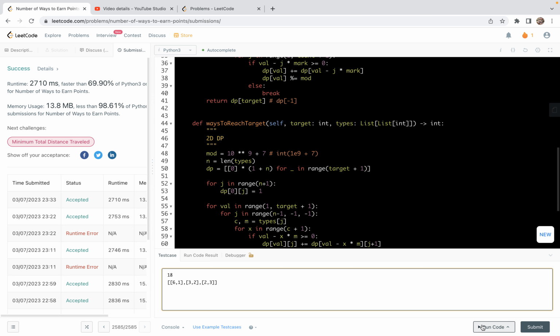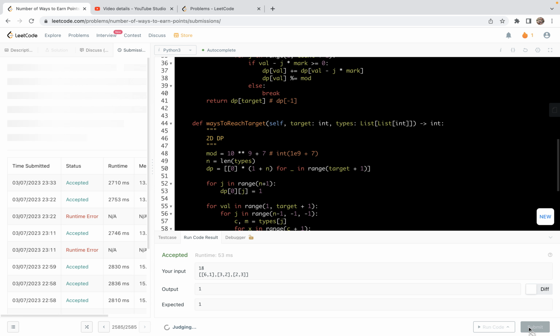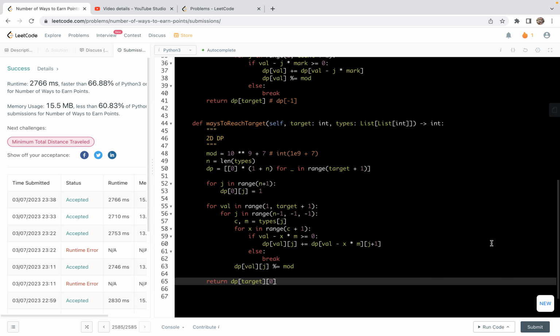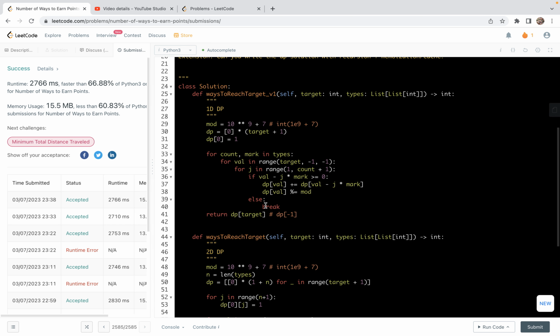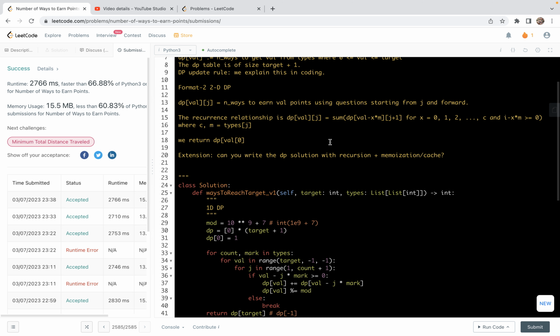So here, after we do the update, let's not forget to do value and j modulo this constant, right? So mod. And then let's do the return. We're going to return dp target 0, right? So before we make comments, let's also do a test. Yeah, it passes the first example. Now let's change this to be 18 for example 3. Yeah, it passes example 3.